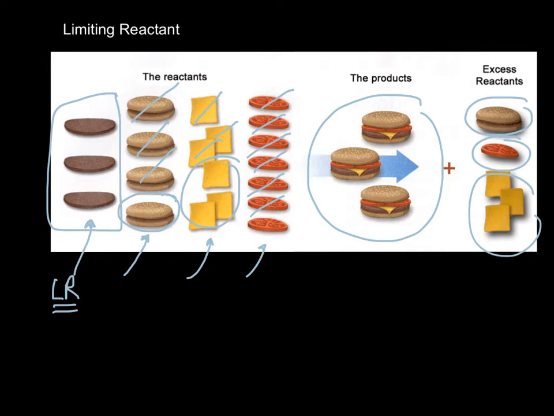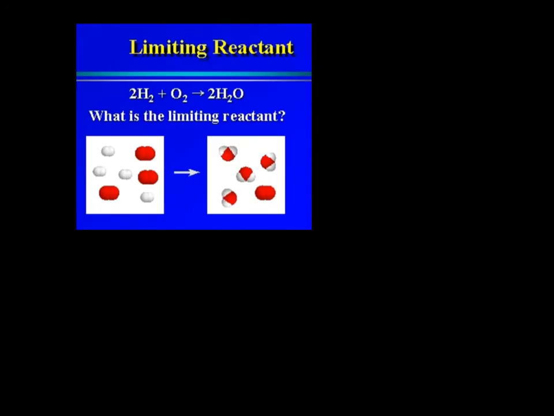Okay, I had enough rolls to make 4 of them. I had enough pieces of cheese to make 6 of them, and I had enough tomatoes to make 3.5, I think. Okay, but I only had enough hamburgers to make 3. That's my limiting reactant. It limits how much of a product I can make.